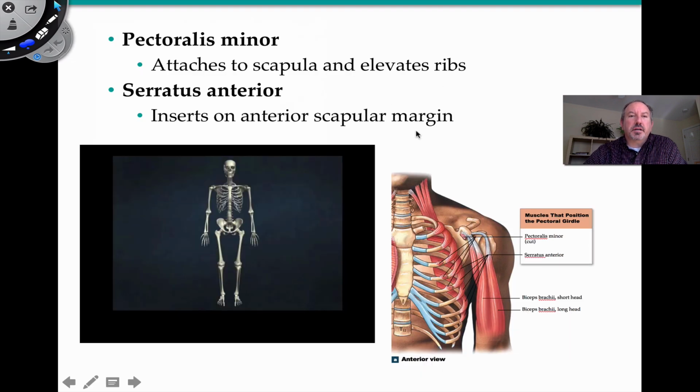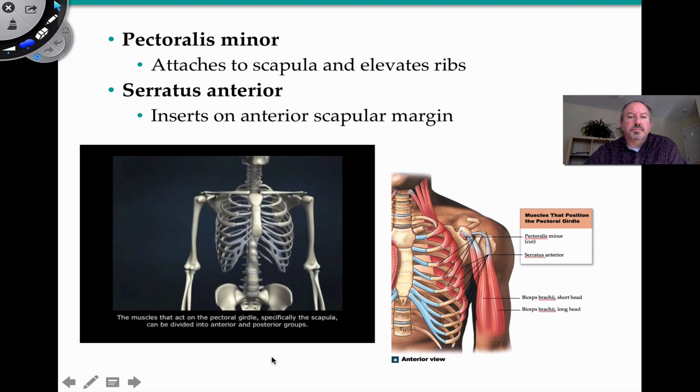So let's also talk a little bit about the pectoral minor, right there, which attaches to the scapula and helps to elevate the ribs as its action, and the serratus anterior, which inserts on the anterior scapular margin. Let's take a look at that.